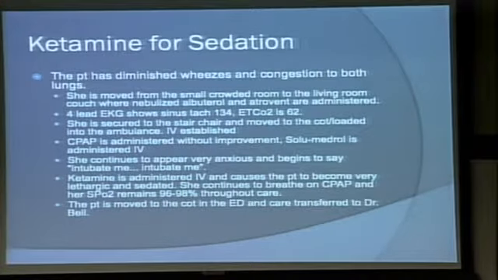She has diminished wheezes, congestion to both lungs. I'm not sure what congestion means, but she is moved from the small, crowded room to the living room couch where nebulized albuterol Atrovent are administered. A 4-lead, or 12-lead, shows sinus tach at 134, ETCO2 is 62. Sounds like asthma / COPD / whatever. She is secured to the stair chair, moved to the cot, loaded in the ambulance.